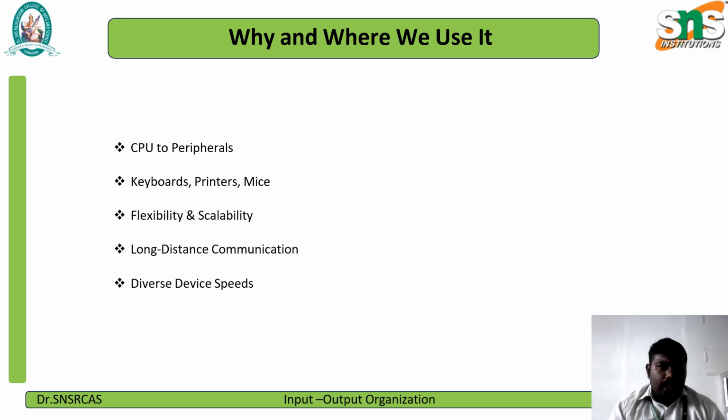First of all, why and where do we use it? This is from the CPU to the peripheral devices. The peripheral devices are the input and output devices. For example, keyboards, printers and the mic are all input devices. The benefits are flexibility, scalability and long distance communication. Now in industries, Bluetooth keyboards or printers are used by anyone.